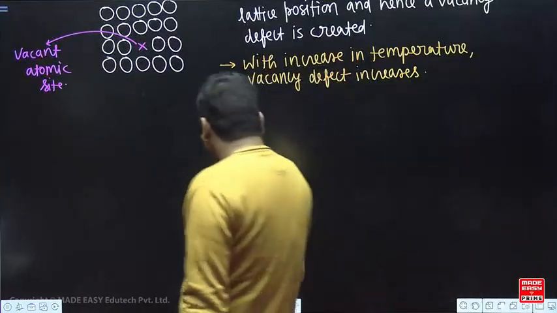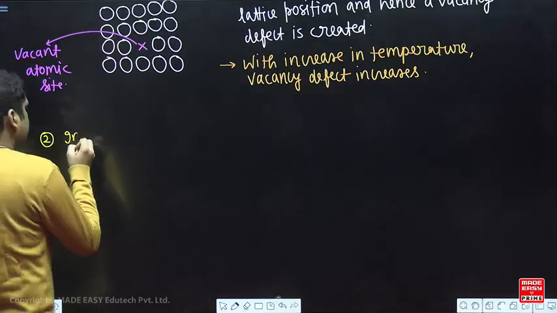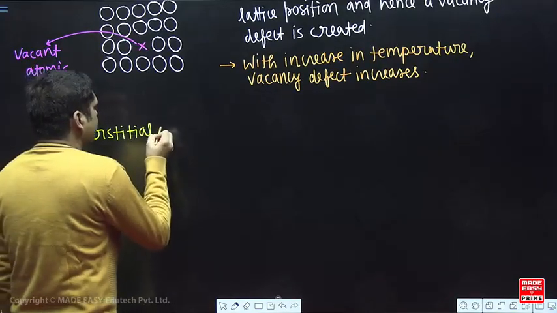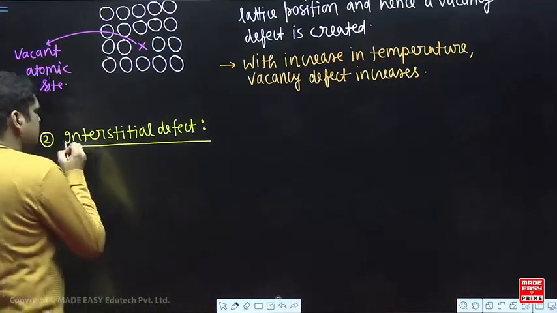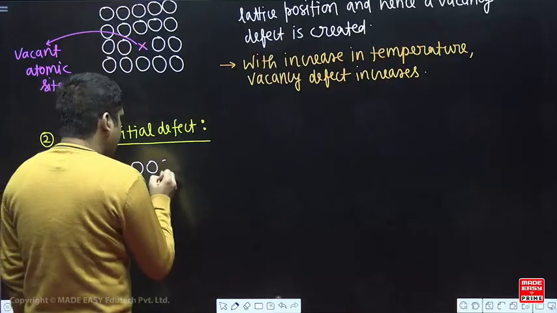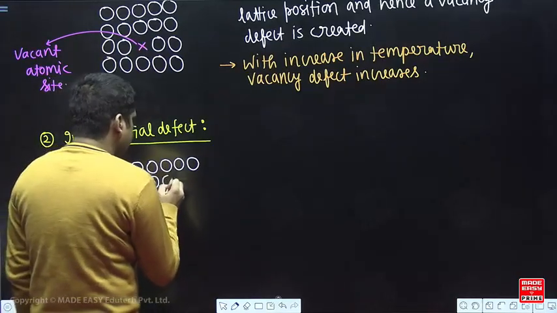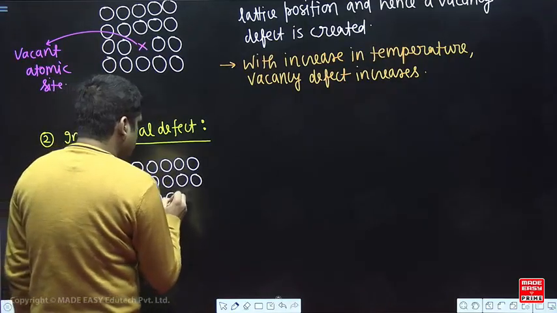The second one is interstitial defect. What is this? Have a look. Let us suppose these are the parent atoms. Parent atoms means the atoms of that material regarding which we are talking. Let us suppose these are iron atoms. So all these atoms are of equal size.